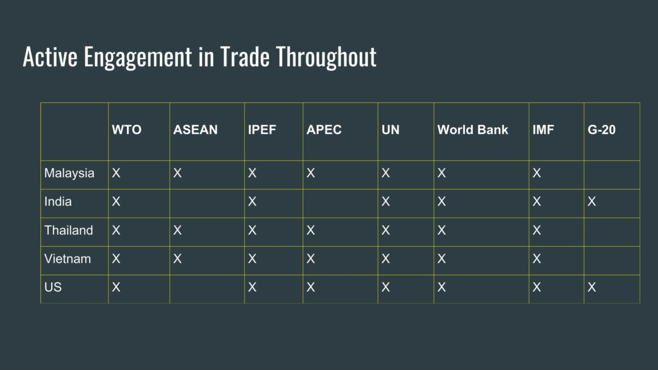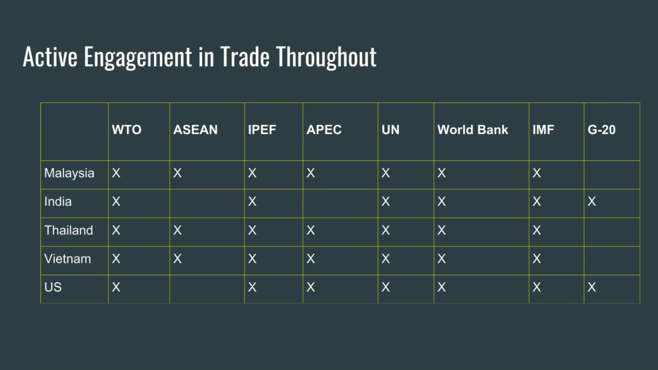We'll note that all the members are members of the World Trade Organization, as well as participate in the UN, the World Bank, and the International Monetary Fund. Additionally, we see that India is a member of the G20 along with the US. And additionally, there are many local organizations, including the Indo-Pacific Economic Framework for Prosperity, as well as the Asia-Pacific Economic Cooperation, and ASEAN, or Association of Southeast Asian Nations, of which there are multiple participating nations.